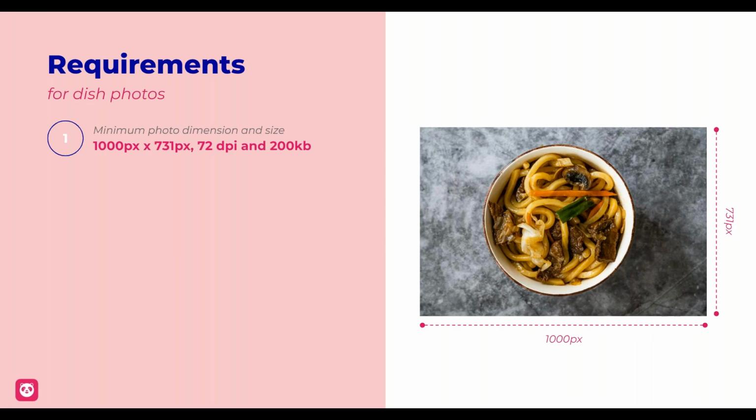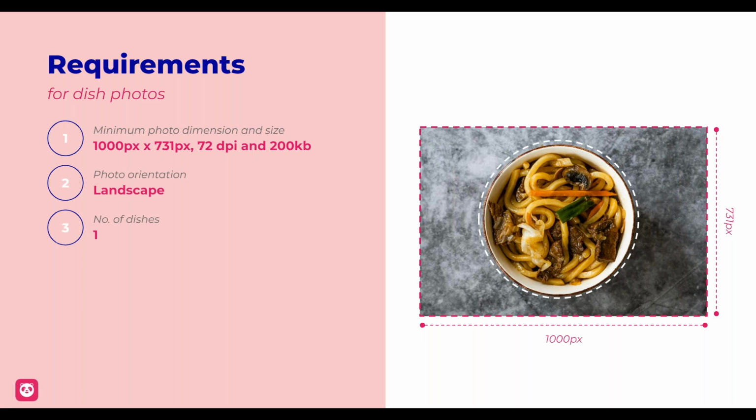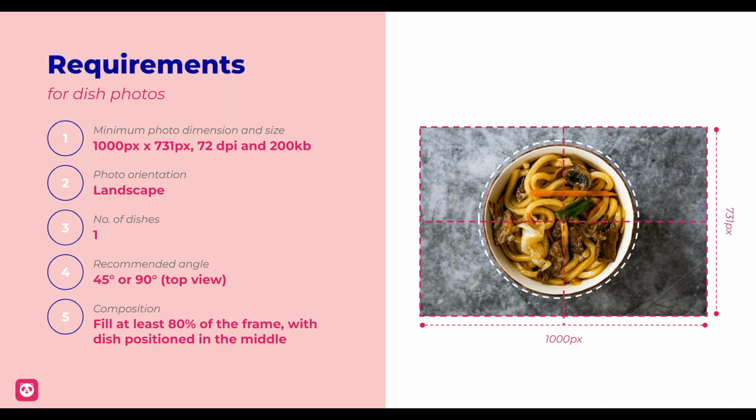On the photo guidelines for dish photos, there are certain photo dimensions and sizes that you may find here. The photo orientation should be landscape. The number of dishes in a photo per dish should be 1. The recommended angles are 45 degrees or 90 degrees, which is the top view. For composition, we suggest that you fill at least 80% of the frame with the dish positioned in the middle. And of course, the background should be plain and simple.